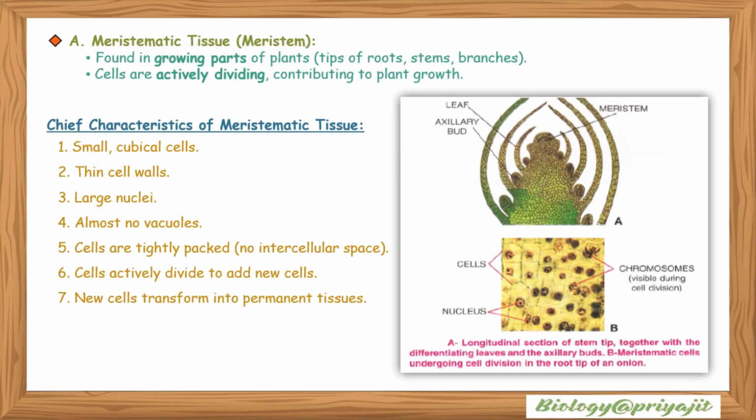cells. Meristematic tissue is found in growing parts of plants like tips of roots, stems and branches. Cells are very actively dividing, contributing to plant growth. Chief characteristics of meristematic tissue are small cubical cells, thin cell walls, large nuclei, almost no vacuoles. Cells are tightly packed, there is no intercellular space. Cells actively divide to add new cells. New cells transform into permanent tissues.